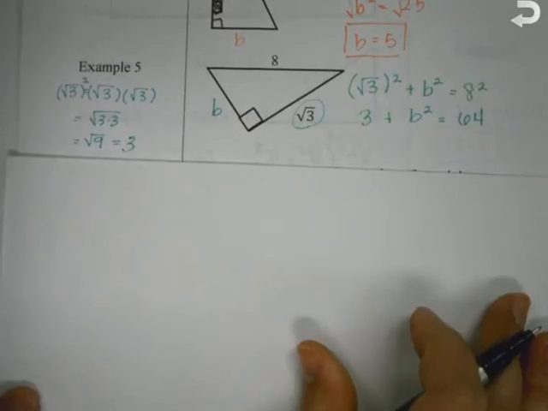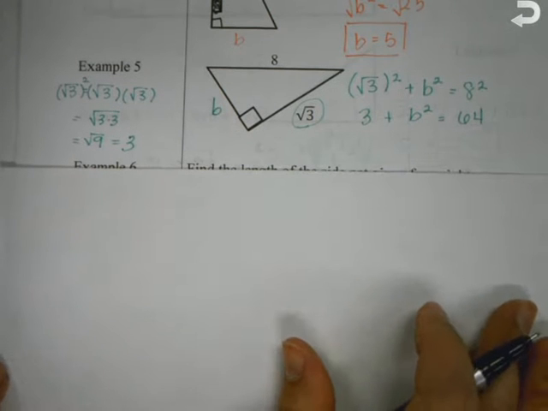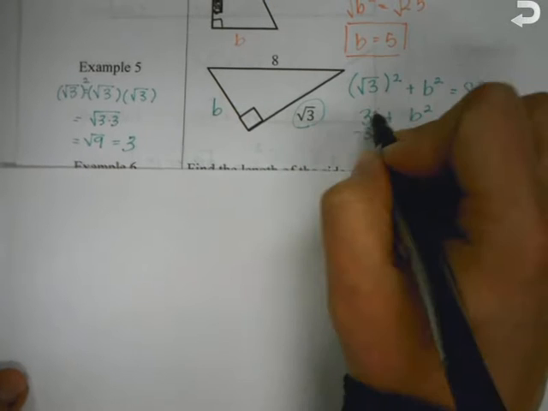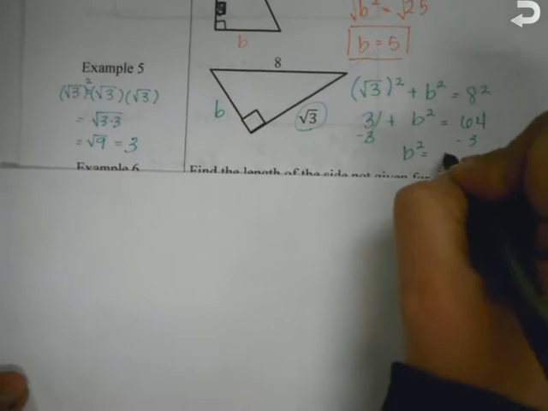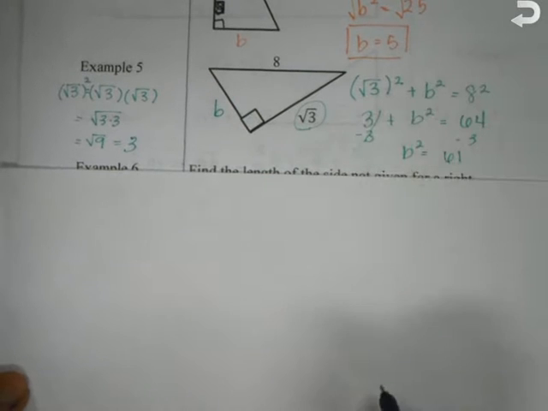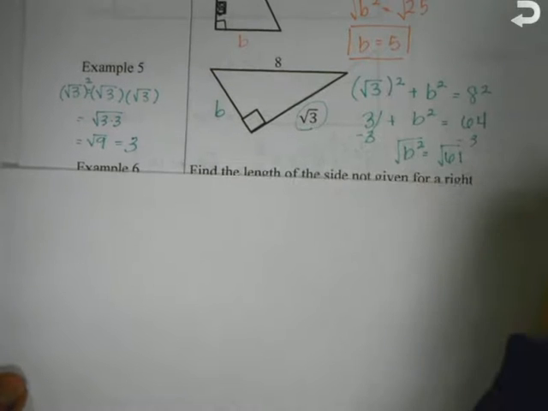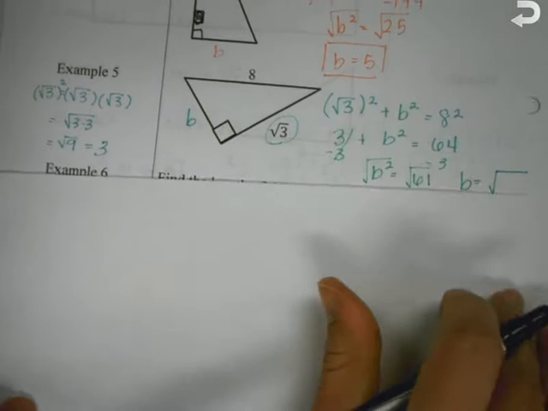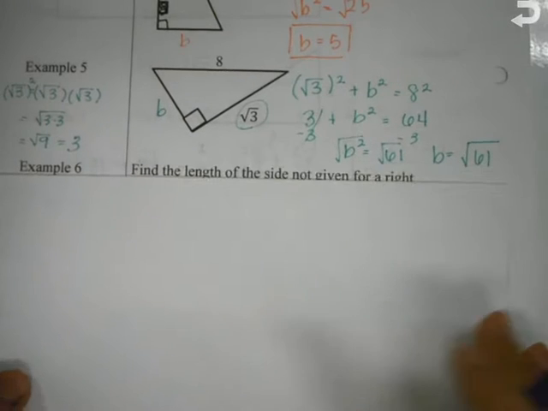Okay, now what? Subtract the 3. So B squared equals 61. And then what? Square root both sides. So B equals... Can I take the square root of 61 or break it down at all? No, so it's just B equals square root 61. Okay.